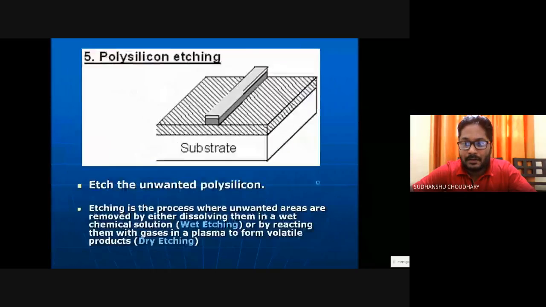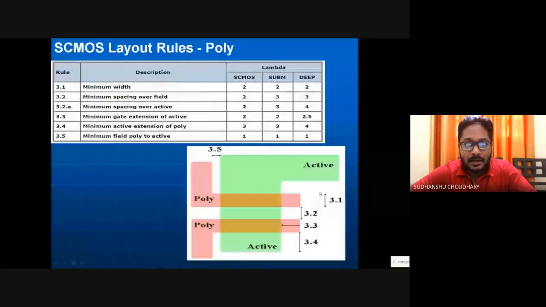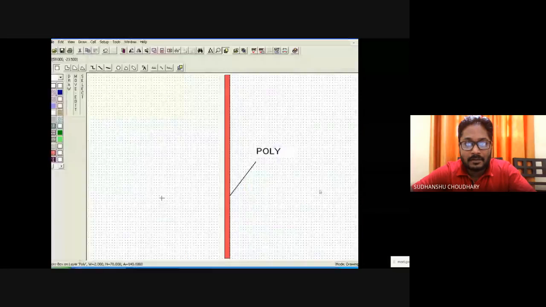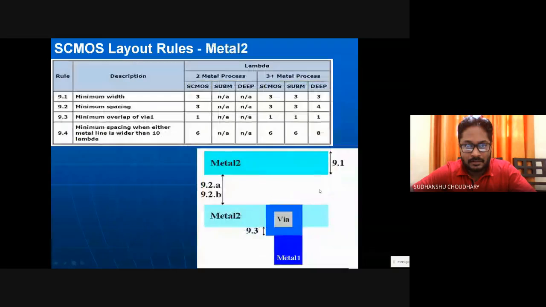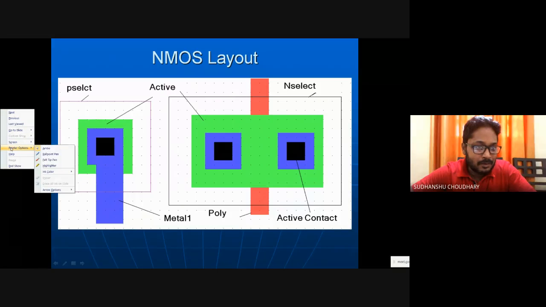Now, having a knowledge of these rules, we are in a position to understand and draw the layout of our IC. So let us now try to understand this NMOS layout, that is, the NMOS transistor's layout. So how do we draw the layout of an NMOS transistor?